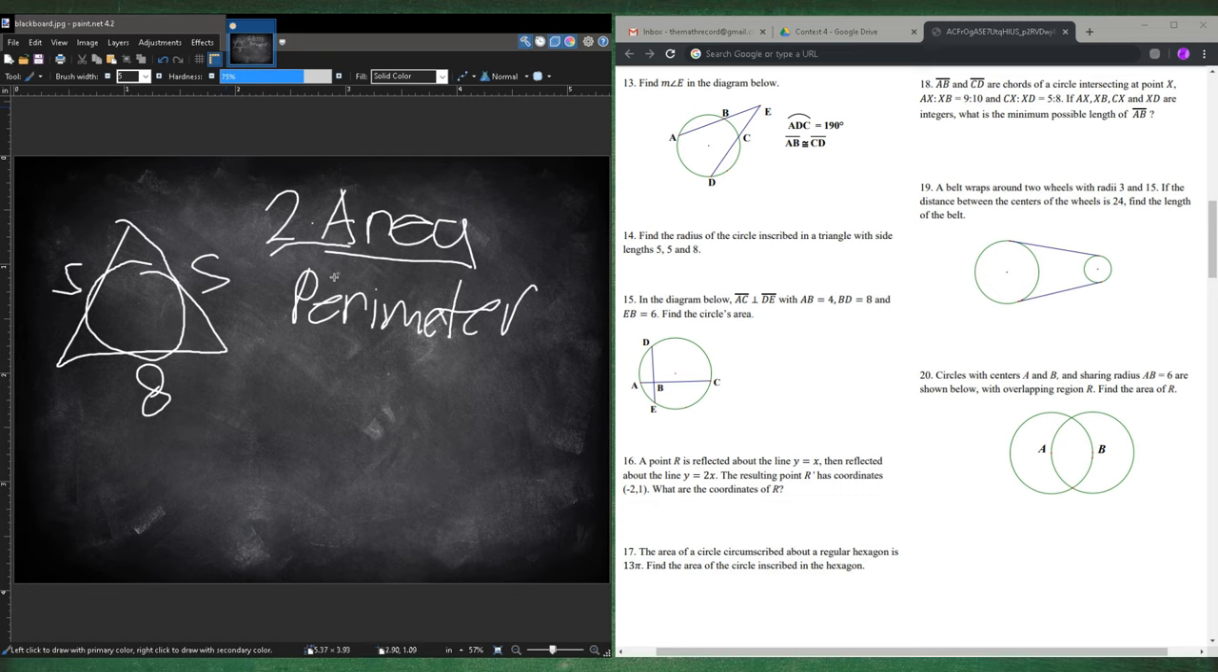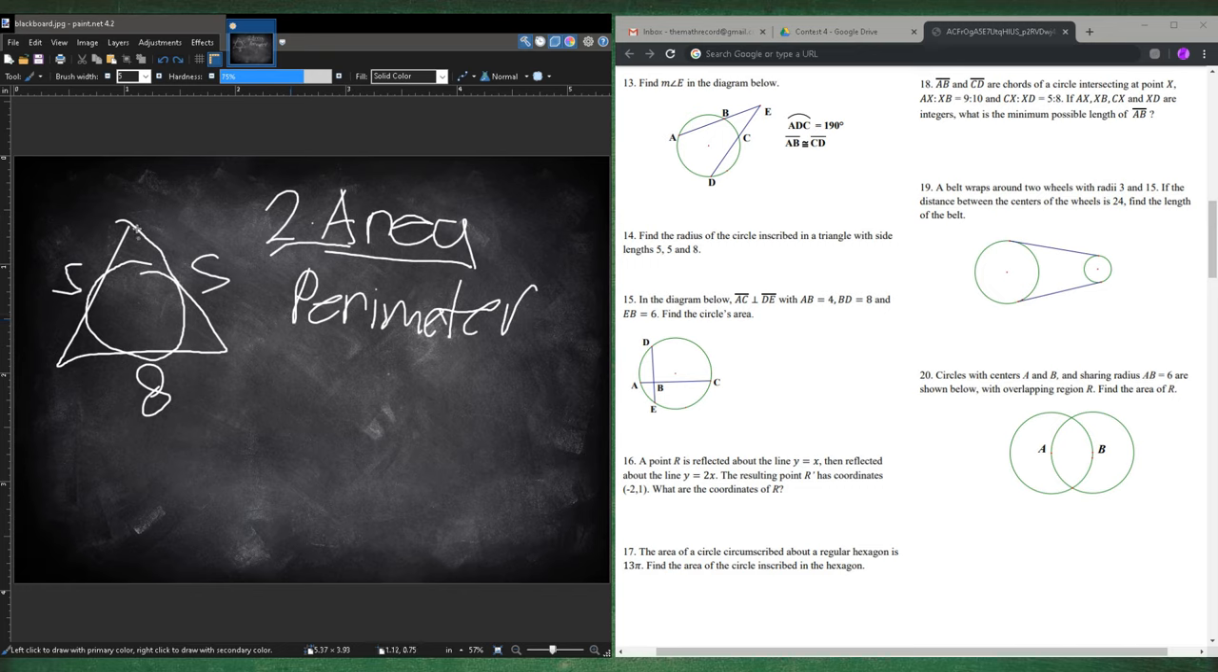If you just divide the perimeter by 2, whatever is divided becomes the reciprocal, so that's 2 over. So it's basically the same thing. But you could just have 2 times the area over the perimeter. So we already got the perimeter, which is just 5 plus 5 plus 8, which is 18. So now we just need to find the area.